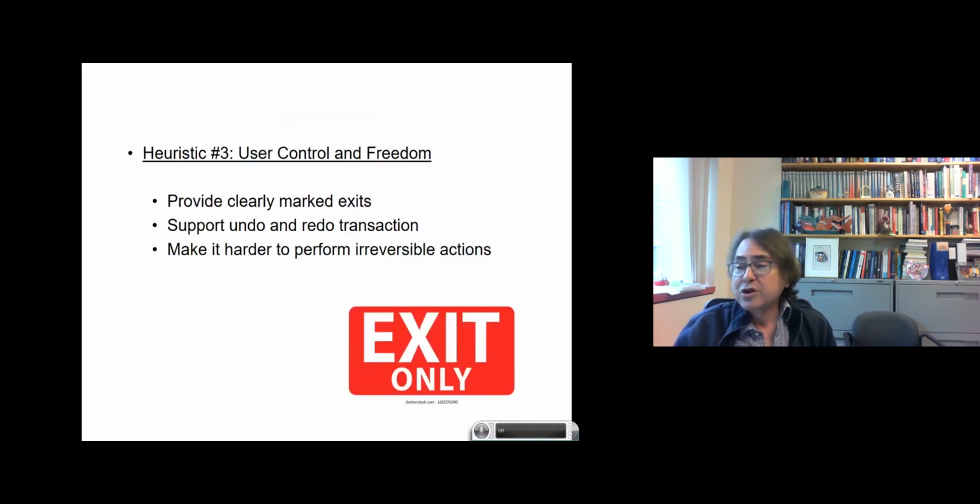Heuristic number 3, user control and freedom. In the system, there should be clearly marked exits. If you have that and you know where you're at in the process, that supports undoing and redoing a transaction up to the point where you commit the transaction, like entering the med. It makes it harder to perform irreversible actions. It might say, are you sure you want to do this at the end? And then that also facilitates people in learning how to use the system if they know it's forgiving up to a point.